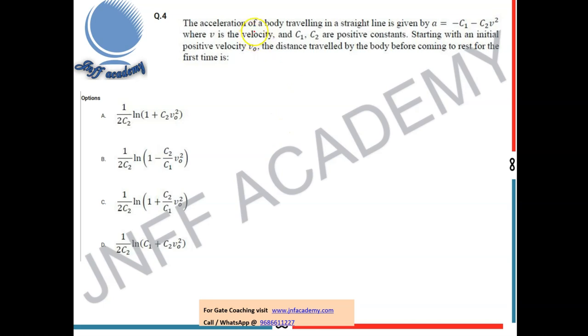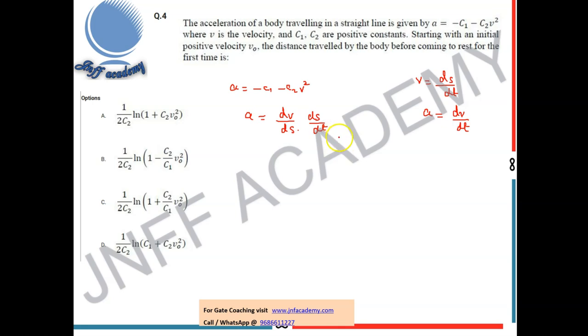The first question is: the acceleration of a body traveling in a straight line is given by a = -c1 - c2v². We know that velocity v is equal to ds by dt and acceleration a is equal to dv by dt. Here v is a function of s, s is a function of t, so we can't directly differentiate v with respect to t. Therefore a is equal to dv by ds into ds by dt.